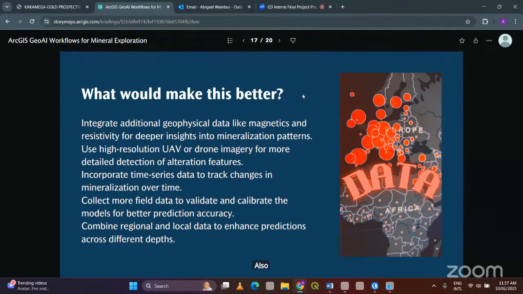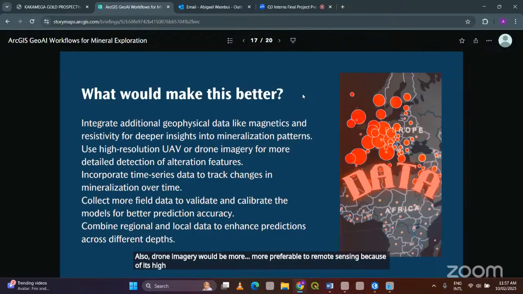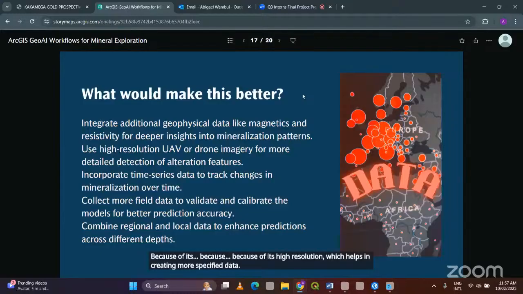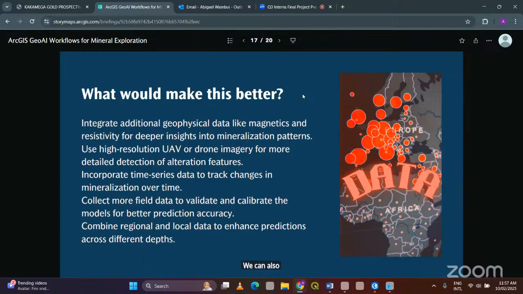Also, drone imagery would be more preferable to remote sensing because of its high resolution, which helps in creating more specified data. And we could also incorporate time series data, which will track changes of mineralization over time. We can also collect field data to help validate and calibrate the models for better prediction as time goes.